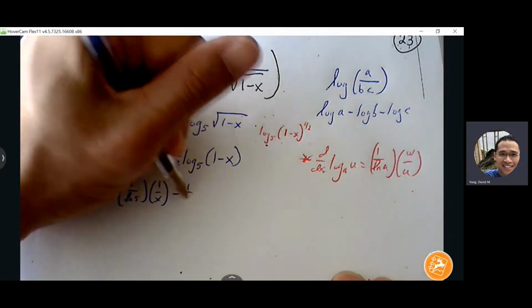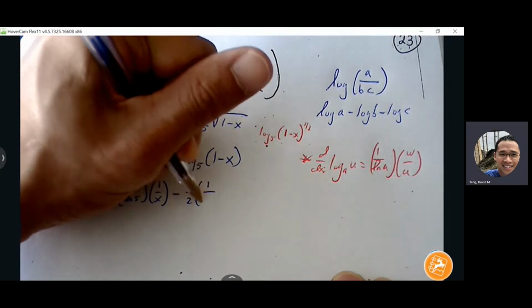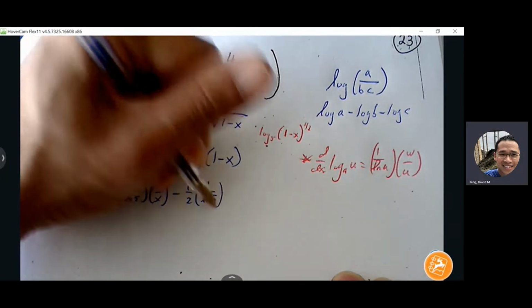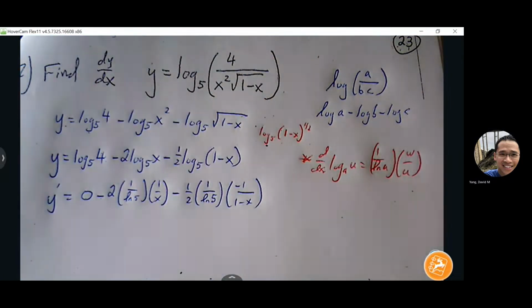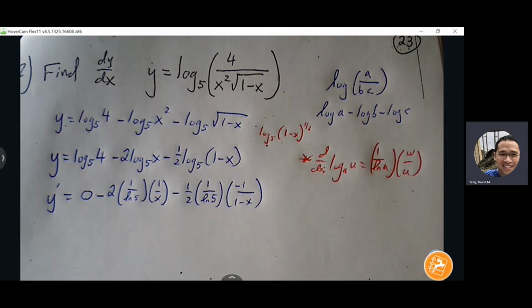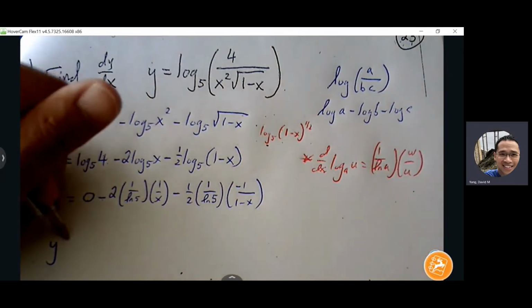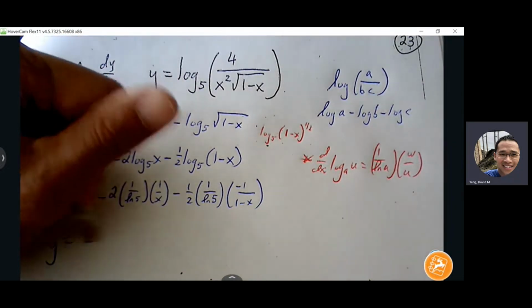One half stays, u prime over u. Oh, sorry, 1 over natural log of a, u prime over u. Okay, let's just do a little bit of cleanup here. I can get this down to 2 fractions.